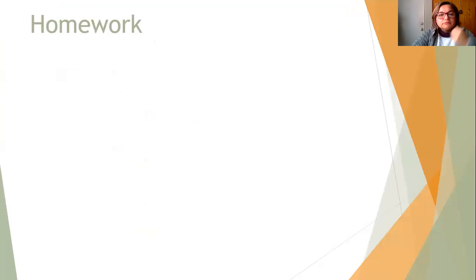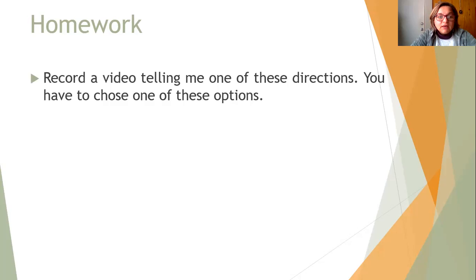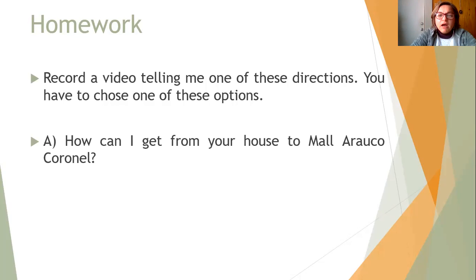Let's continue. The homework. These are the instructions for your homework. What do you have to do in this part of the unit? Record a video telling me one of these directions. You have to choose one of these options. O sea, no quiere decir que tengan que hacer las dos opciones, sino que you choose one. Option 1. How can I get from your house to Mall Arauco Coronel?